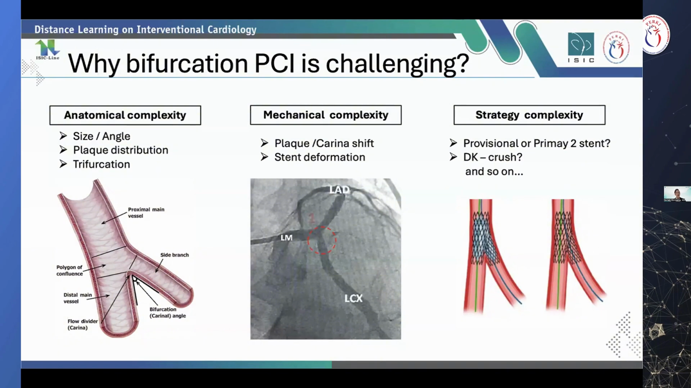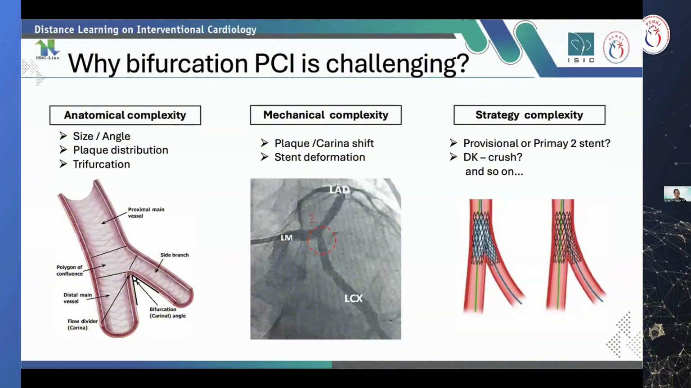As you can see, the challenging part of bifurcation, I think we can summarize in three parts. Firstly, bifurcation lesions have very variable anatomy. This is the so-called anatomical complexity. We have few reliable measurements of sizing and angle, and we also need to check plaque distribution, and sometimes the bifurcation is a true bifurcation or trifurcation.